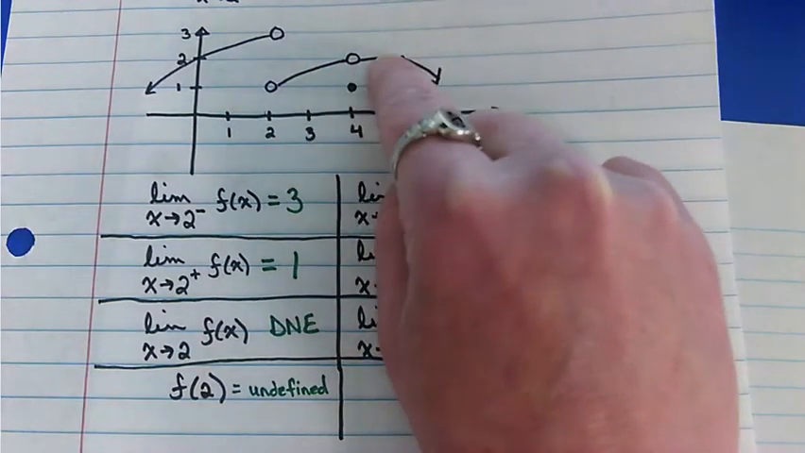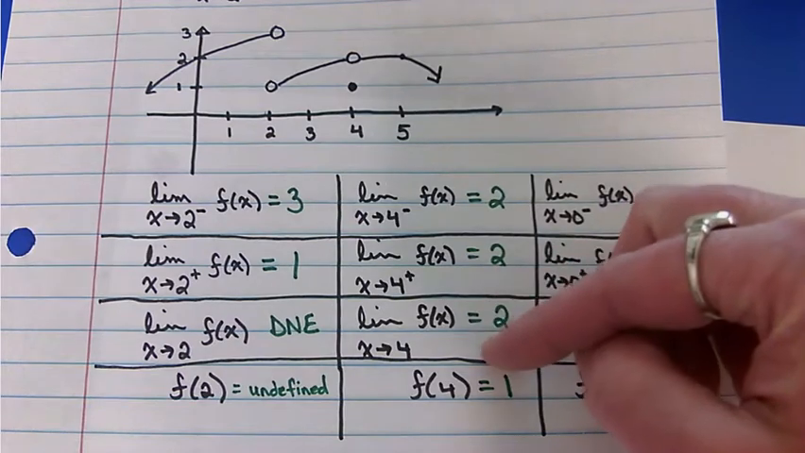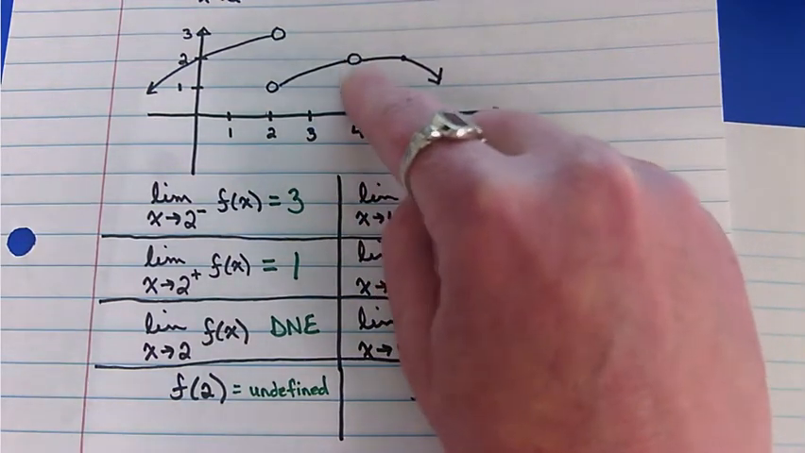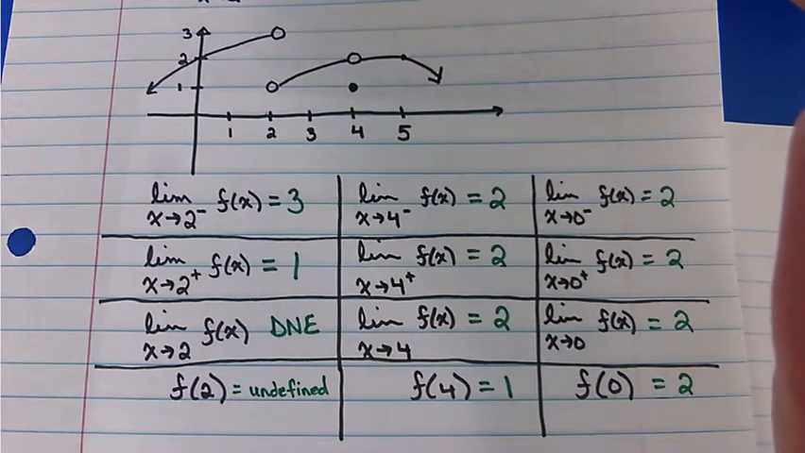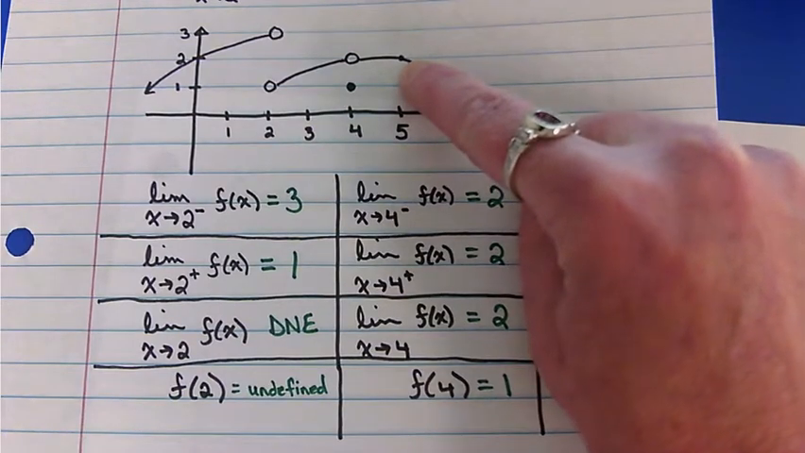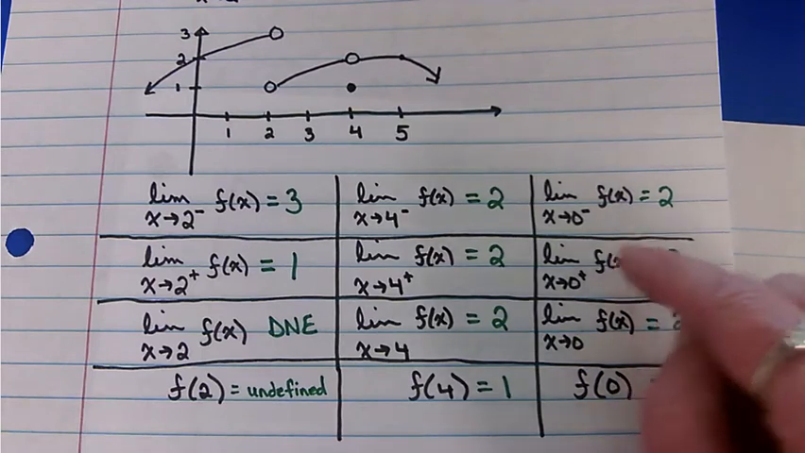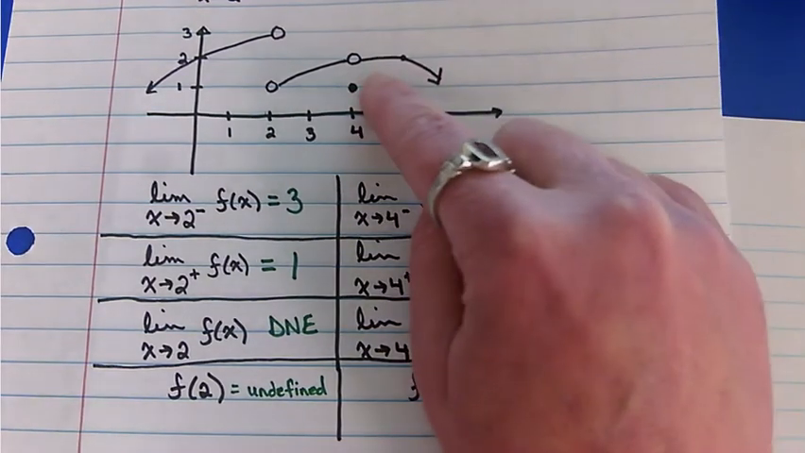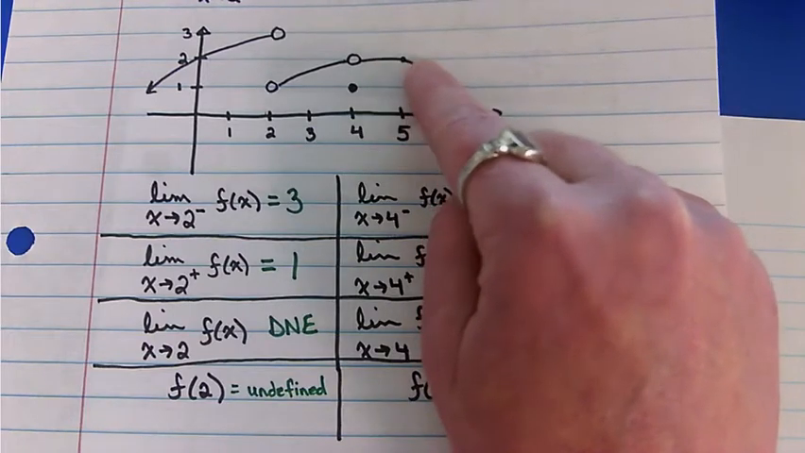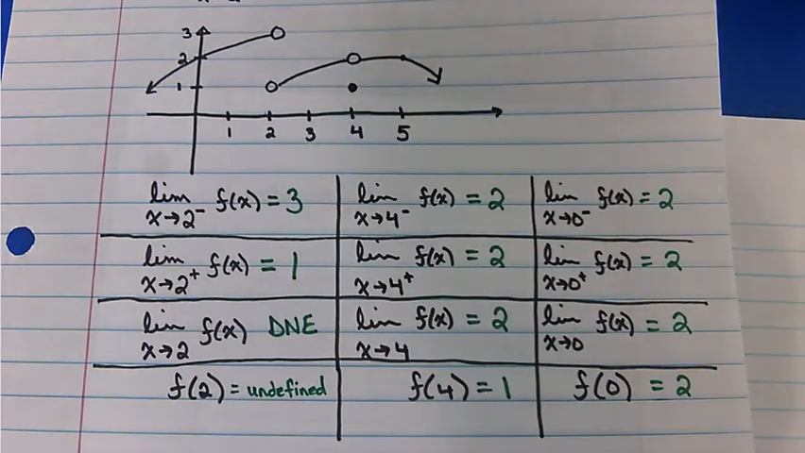No, it's not connected. And I really want to talk about that because the limit existed there, but the limit and the point weren't the same. And then it's continuous. Is it continuous at 5? Yes, it is connected. So notice at 5, the limit from the left, the limit from the right, and the point at x equals 5 is the same.